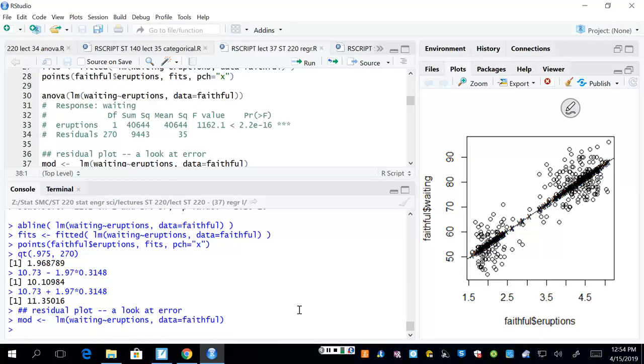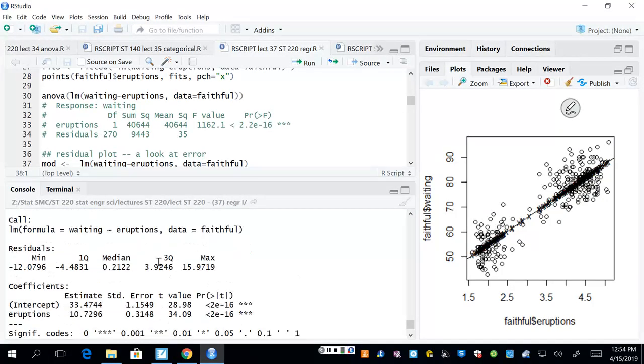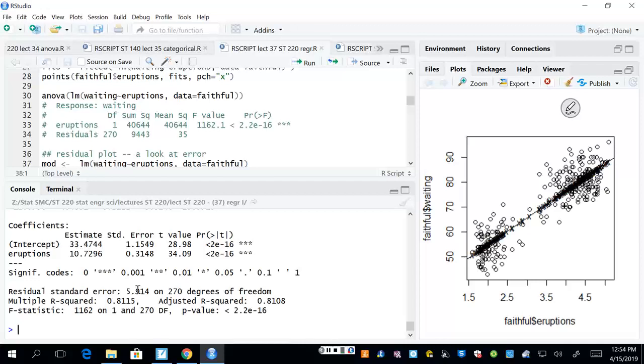So what is mod? Just type mod. It gives a little bit of that information there. Mod really is a list and has ways of displaying itself. So if you summarize that, you get all of our output we had before.